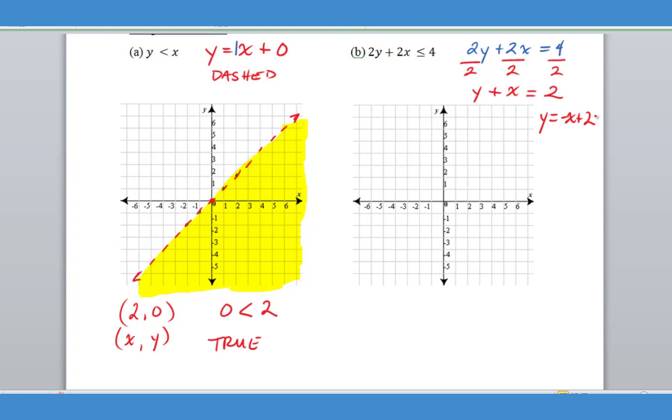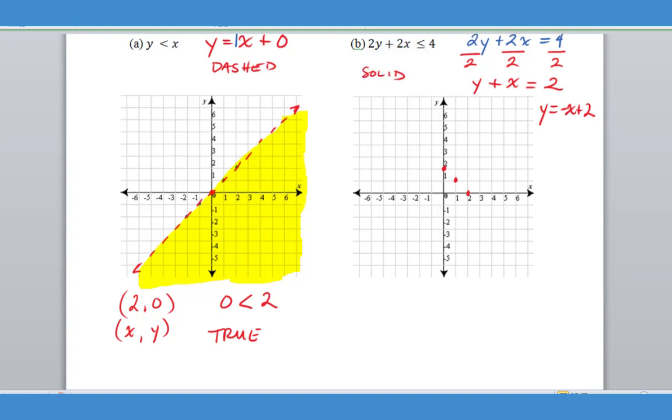And so you could see here we could simply graph the positive 2, and then it's a negative 1 for slope, so it's down 1 over 1, down 1 over 1. And I could graph that line, and we can see here that this is going to represent a solid line.